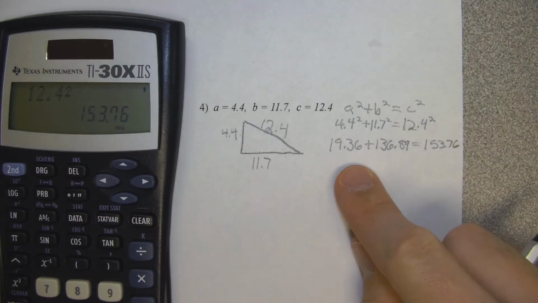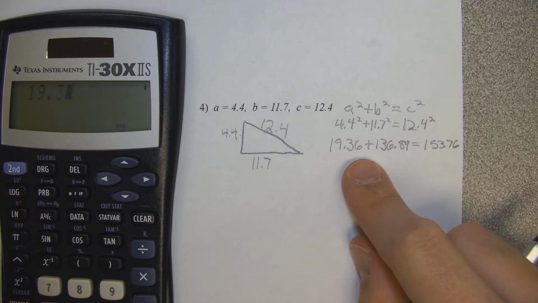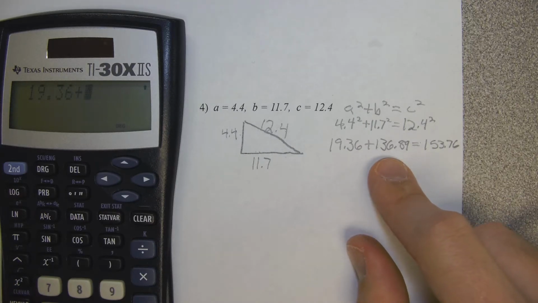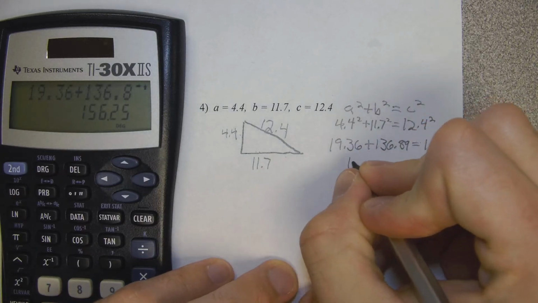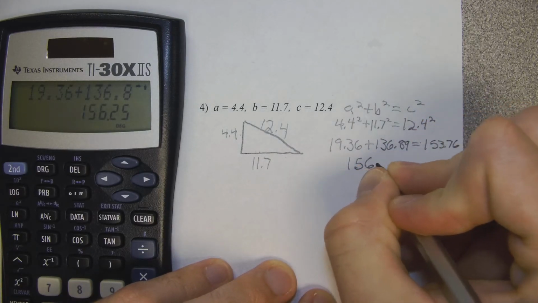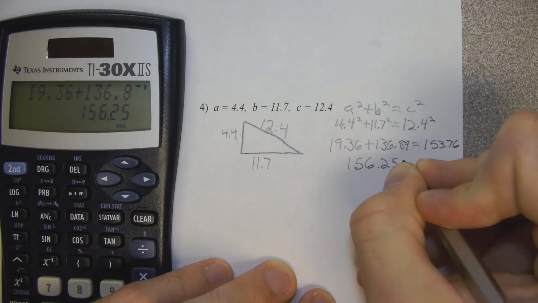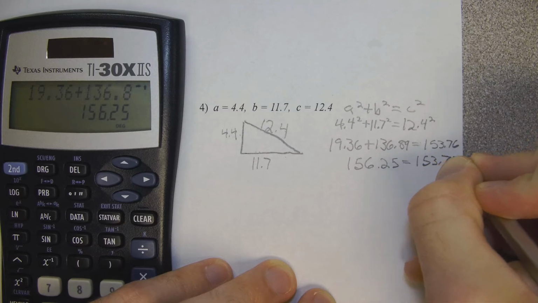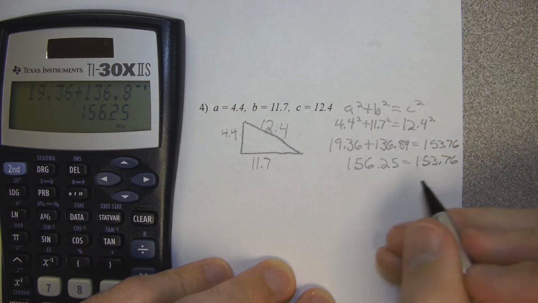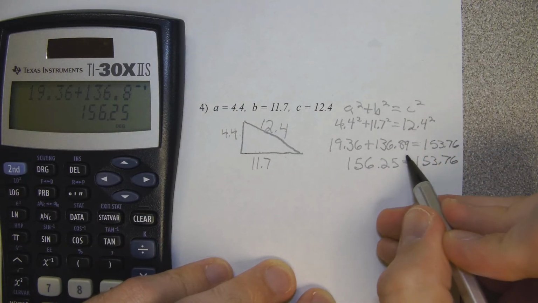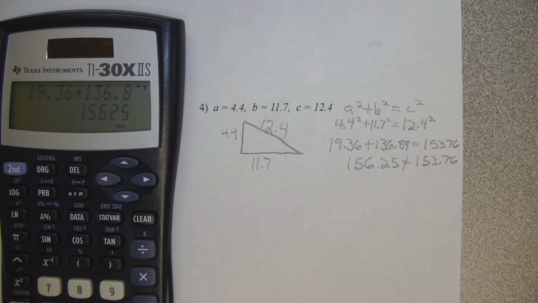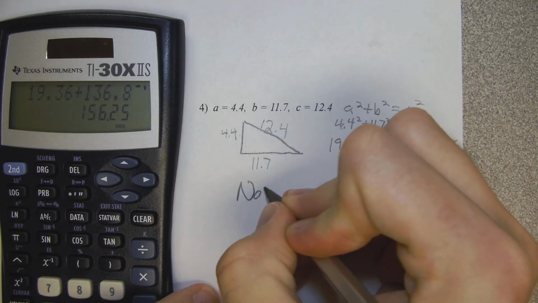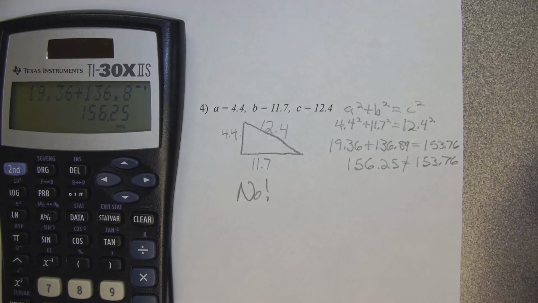So let's add our 19 36 hundredths to our 136 and 89 hundredths. I get 156 and 25 hundredths equals 153 and 76 hundredths. Well, that doesn't seem to fly. So if they're not the same, then we have a definite answer to our question. This is no. So the question is, is it an acute triangle or is it obtuse?